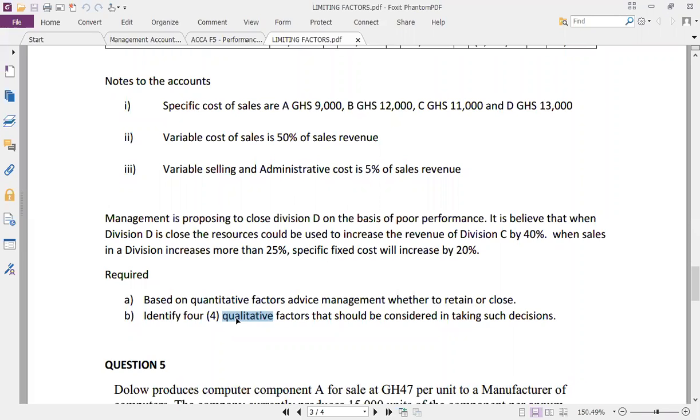So before you retain or before you shut down, what are the qualitative factors? Good. Now you have to look at whether it will infringe or abrogate any contract, because for some of the products, if you enter into a contract with someone to supply those products and you stop producing them, you will get some damage.